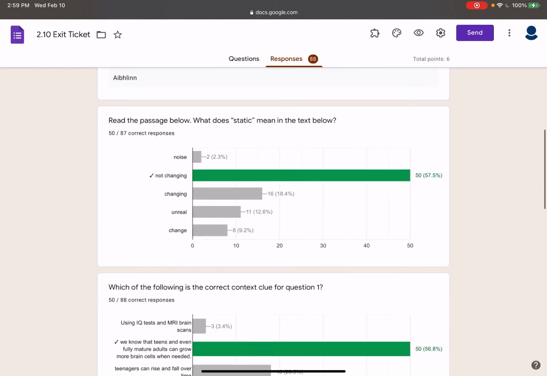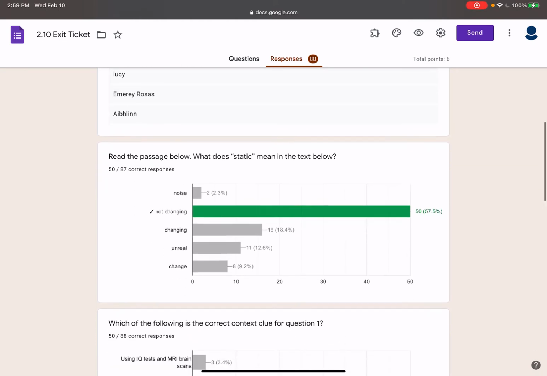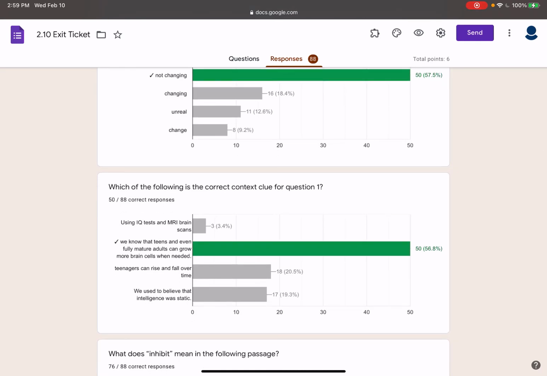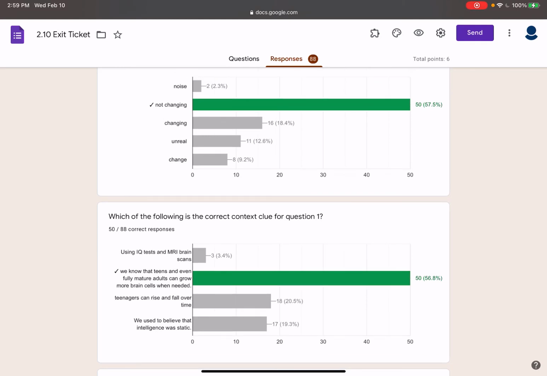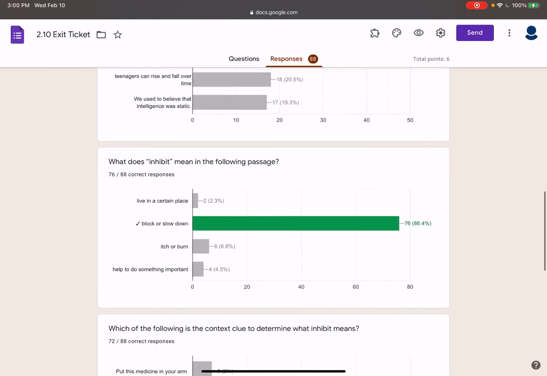This one was the one that a lot of students struggled with. Okay. So static means non-changing. Which of the following is a correct context clue for question 1? So it's about the same, 56% and 57%. We know that teens and even fully mature adults can grow more brain cells. So that's the opposite of static, right? Static means it stays the same. The opposite is, this is giving you the context clue that static means it stays the same. So it's giving you like a counter example.